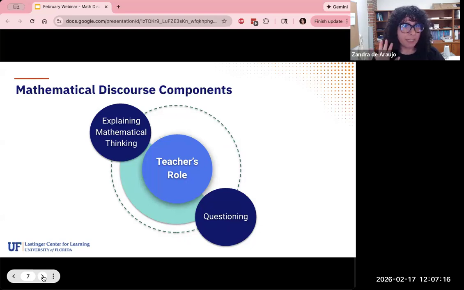Somebody said this in the chat. If the students are questioning each other, that is amazing and so rare to see, but so important. And then the kids are also explaining their mathematical thinking. So there's a lot happening, and the teacher is responsible for a lot of that, even though it doesn't look like it when it's going well, because the kids are talking to each other more than they are just talking to the teacher.